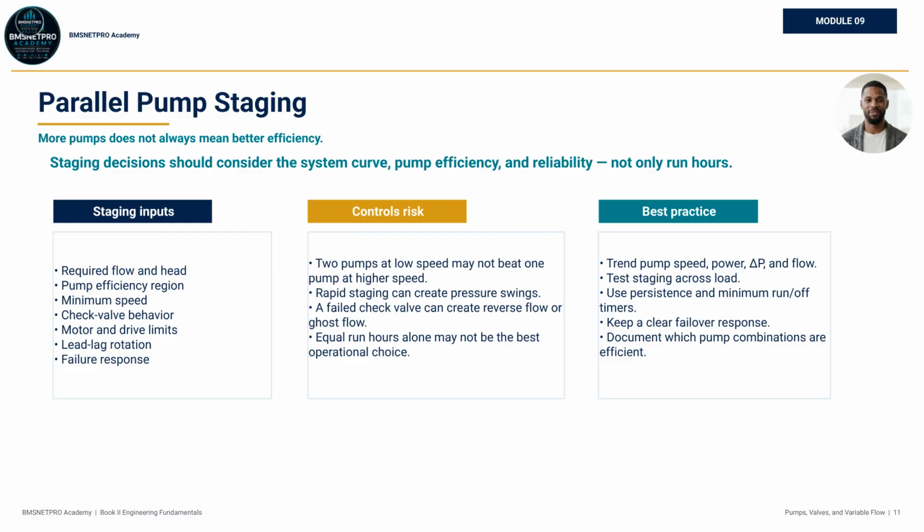Parallel pumps are common in larger plants. They provide capacity, redundancy, and flexibility, but staging them is not as simple as turning on the next pump whenever the system feels busy. Two pumps at low speed are not always more efficient than one pump at a higher speed. The answer depends on the pump curve, system curve, minimum speed, check valves, efficiency, and equipment limits.